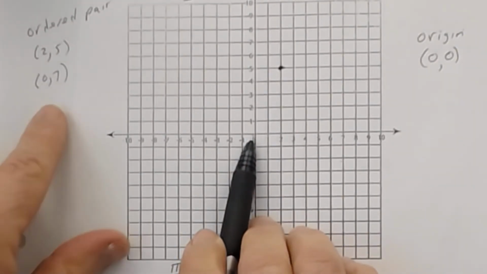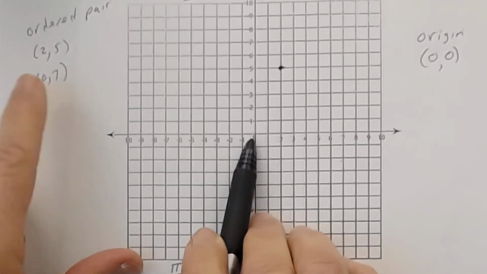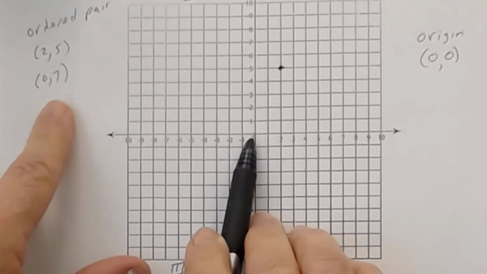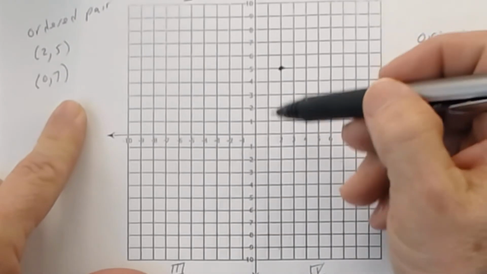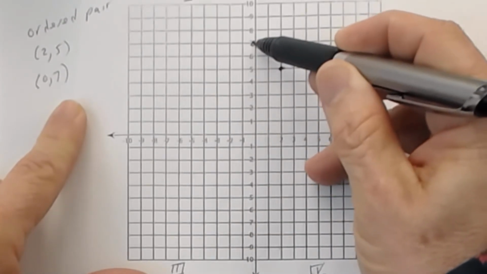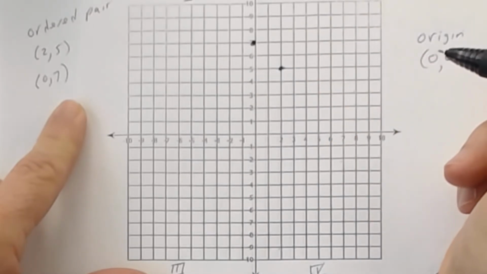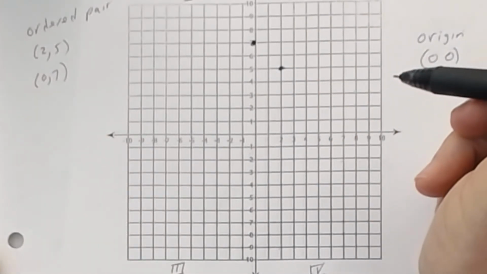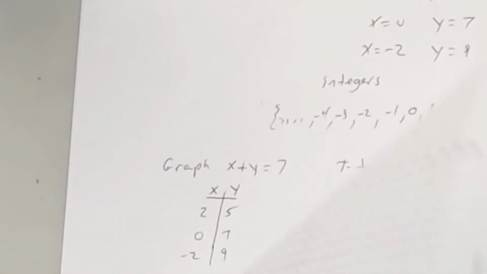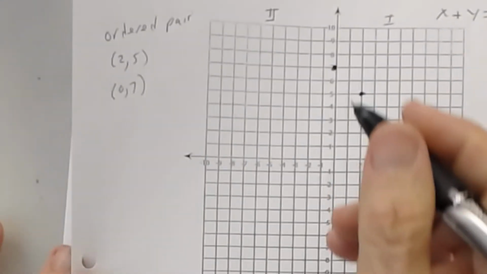But I do want to plot 0, 7. So I start at the origin. X coordinate is 0. Do I go right, left, or stay? I stay. It's 0. My y coordinate is a positive 7. Do I go up, down, or stay? I go up how many units? 7. So 1, 2, 3, 4, 5, 6, 7 right here, right? Okay, the other point. So far I've graphed how many solutions? 2. The other solution was negative 2, 9.